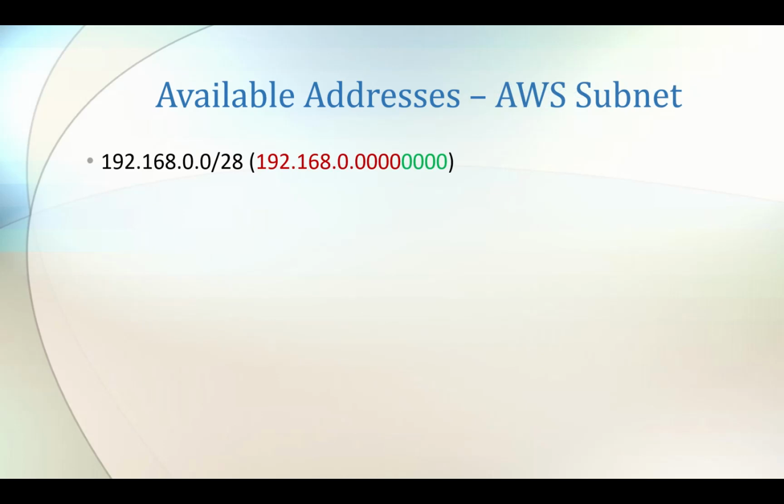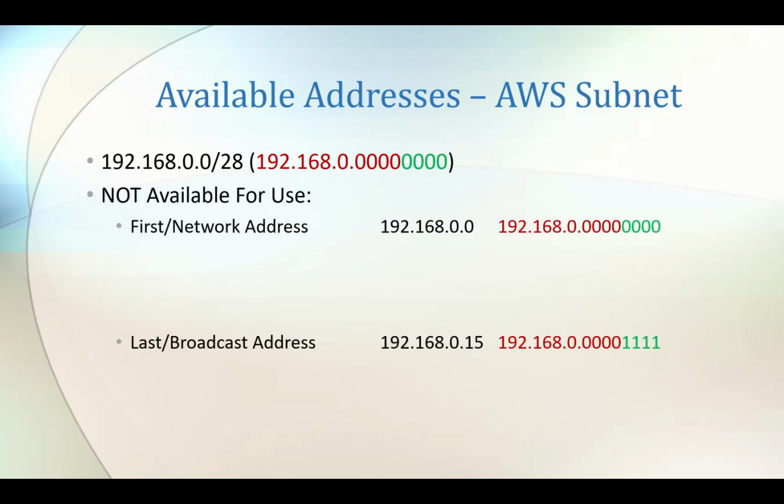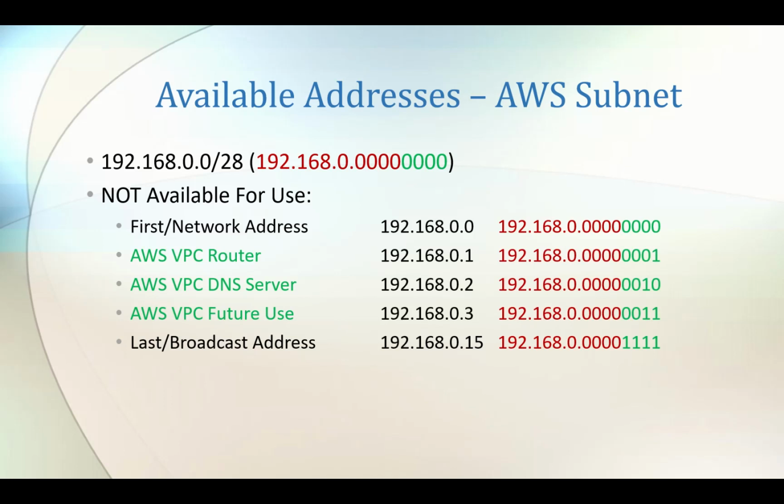First, let's consider the same subnet, 192.168.0.0/28, and those 4 bits we have available to us for our host addressing. Not available for use are those same 2 addresses that are not available for use in a conventional non-AWS subnet. The first is the network address, and the last is the broadcast address. Also not available are 3 subnet addresses that AWS reserves specifically for themselves. 192.168.0.1 in our example would be dedicated to the VPC router, .2 to the VPC DNS server, and .3 is reserved by AWS for future use.